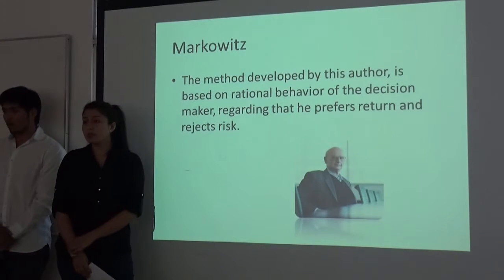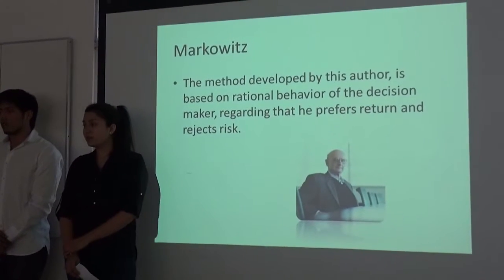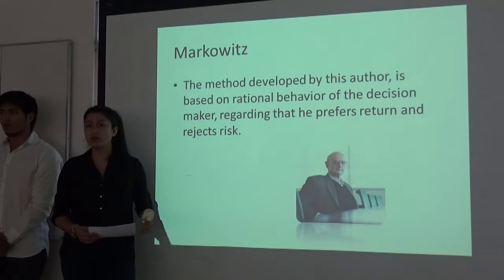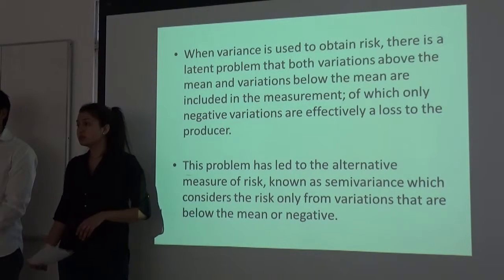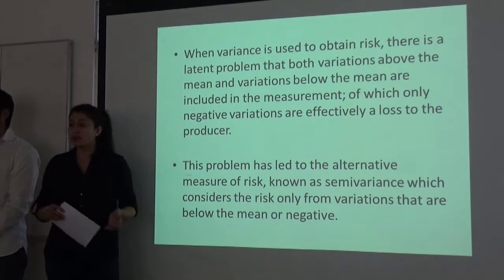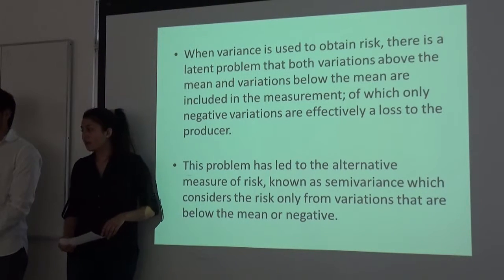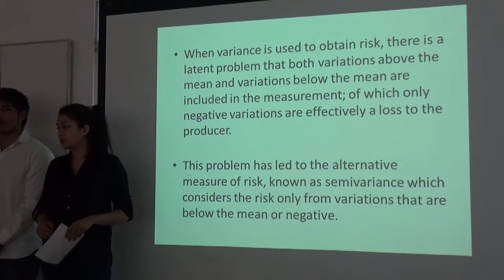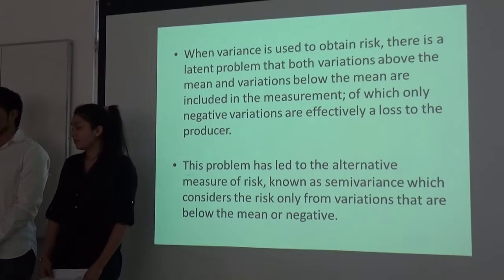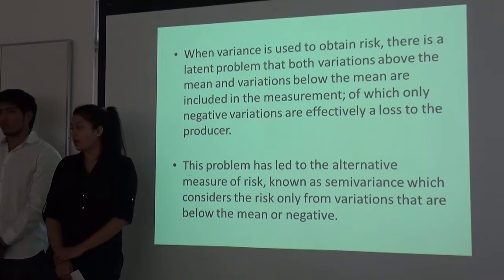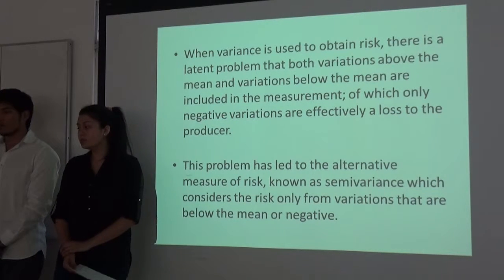Markowitz. The method developed by this author is based on the rational behavior of the decision maker, who prefers return and rejects risk. When variance is used to measure risk, there is a latent problem: both variation above the mean and variation below the mean are included in the measurement, when only negative variation is effectively a loss to the producer. This problem has led to an alternative measure of risk, known as semi-variance, which considers the risk only from variation that is below the mean, or negative.